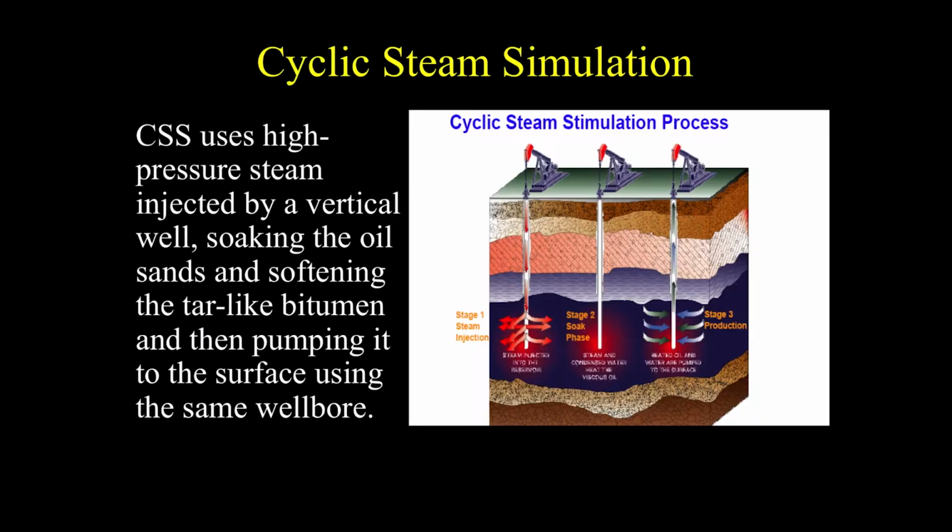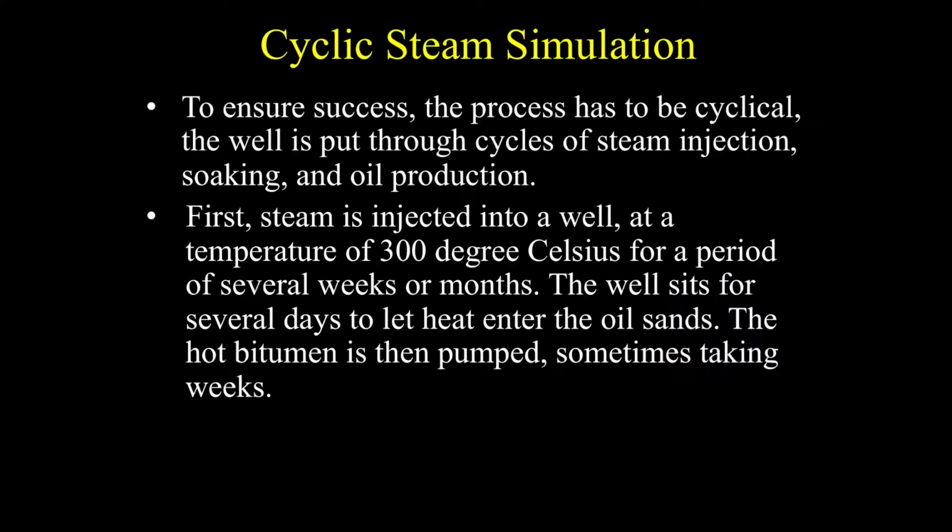Cyclic steam stimulation uses high-pressure steam injected by a vertical well, soaking the oil sands and softening the tar-like bitumen, and then pumping it to the surface using the same wellbore. To ensure success, the process has to be cyclical. The well is put through cycles of steam injection, soaking, and oil production.